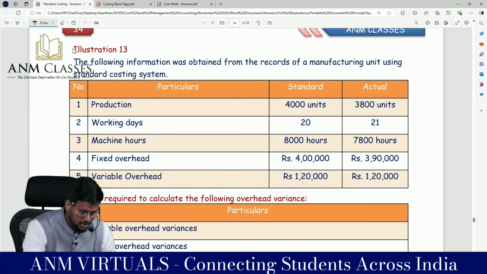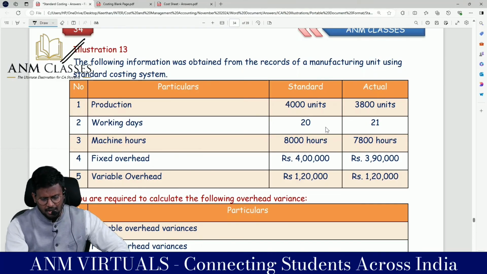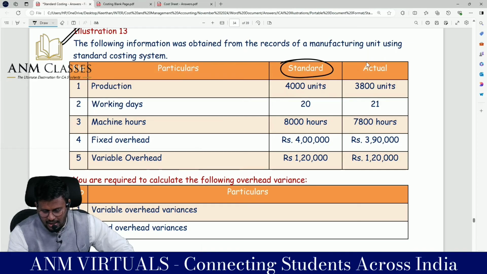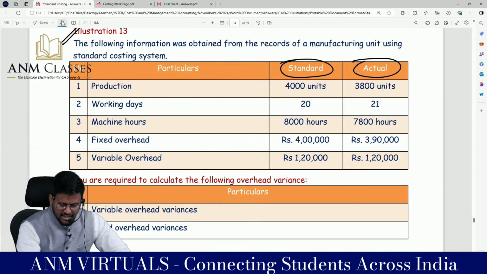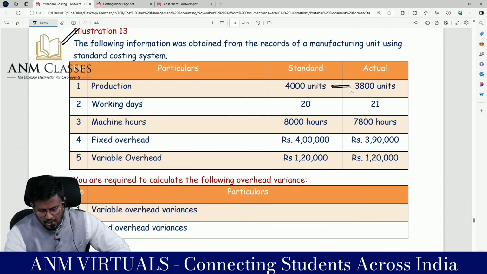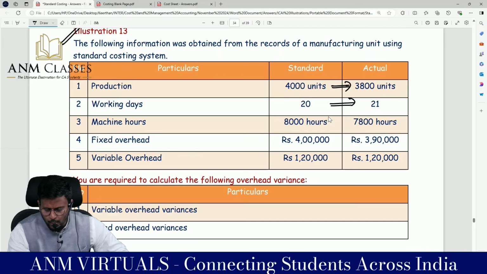Coming to illustration number 30. I think the last illustration. Following information was obtained from the records of manufacturing units using standard cost system. This is standard and this is actual. Standard production, how many units? 4000 units. Here you can catch the volume variance, right? Working days 20 and 21. Here you can catch the calendar variance, right?